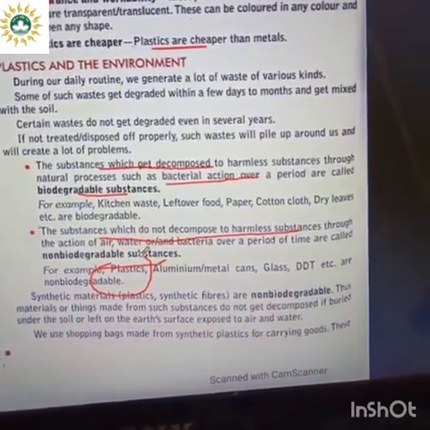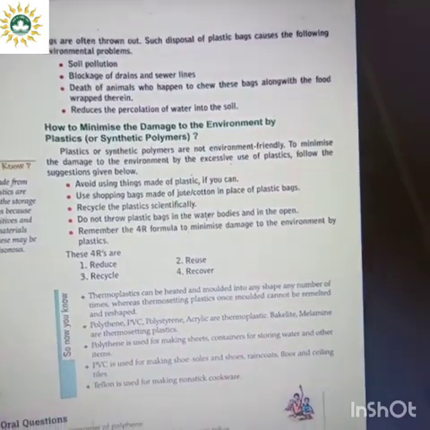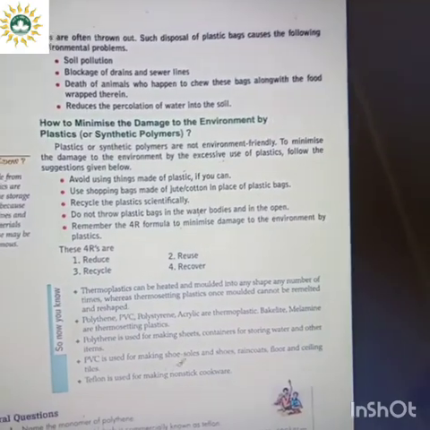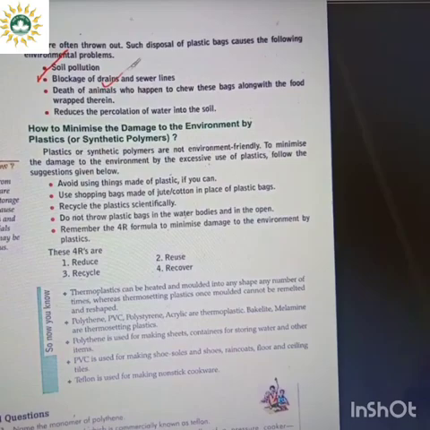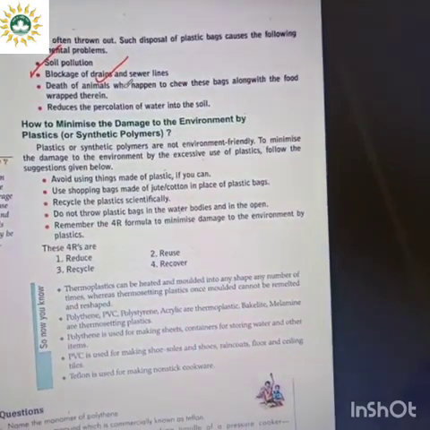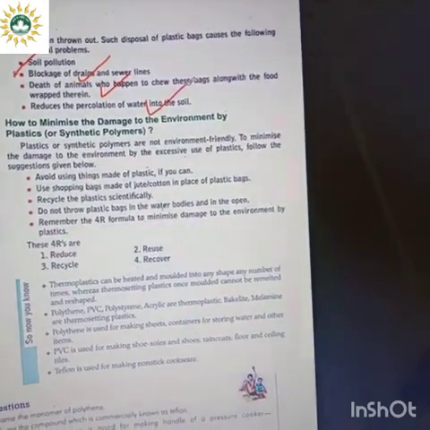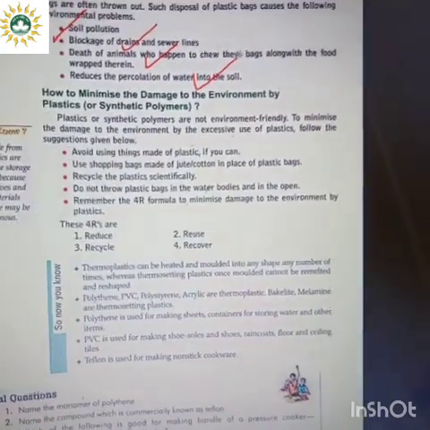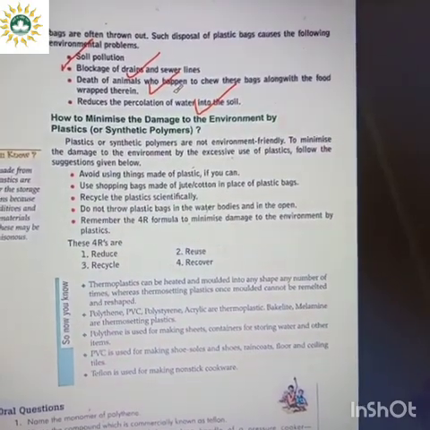We use shopping bags made from synthetic plastics for carrying goods, but that is not good. Because whenever we throw them out, they do not dispose easily, and they cause environmental problems. What are the problems? They will cause soil pollution, blockage of drains and sewer lines, death of animals who happen to chew these bags, and reduced percolation of water into the soil because they do not absorb water. So these are the harmful effects on the environment when plastic bags are not disposed of properly.